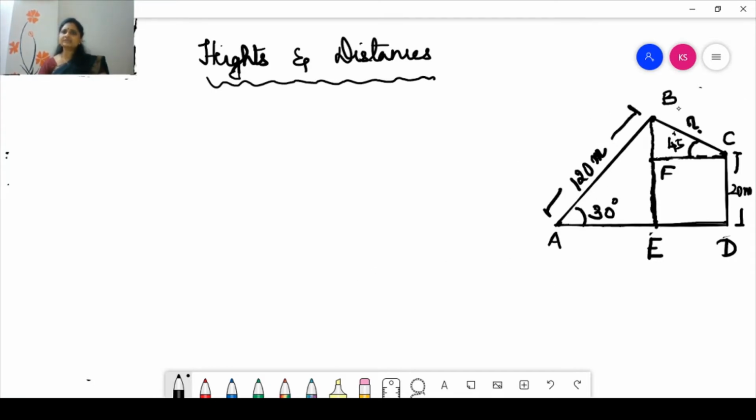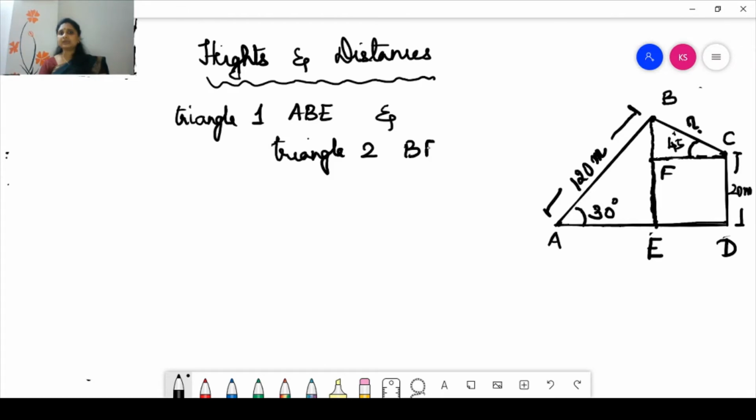Now let's first plot out the right angle triangles that we have. So triangle 1 is going to be ABE, and then triangle 2 is going to be BFC. So this is one triangle, this is one triangle. Let's quickly try to find the unknown. Let's see ways to find this one.